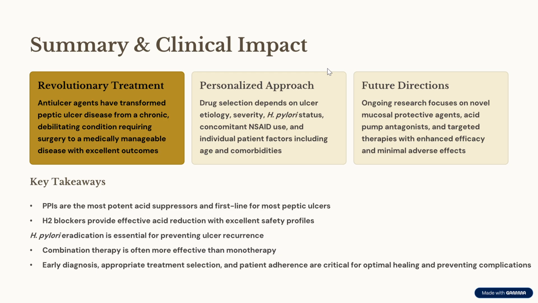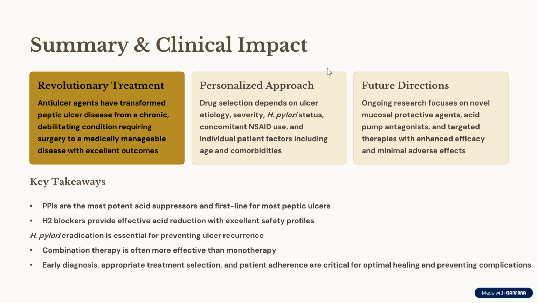So finally, we can summarize this topic: anti-ulcer agents have transformed peptic ulcer disease from a chronic debilitating condition requiring surgery to a medically manageable disease with excellent outcomes. Drug selection depends on various factors like ulcer etiology, severity of the disease, the infection, the use of non-steroidal anti-inflammatory drugs, and individual patient factors like age. Ongoing research focuses on novel mucosal protective agents, acid pump antagonists, and targeted therapies with enhanced efficacy and minimum side effects.